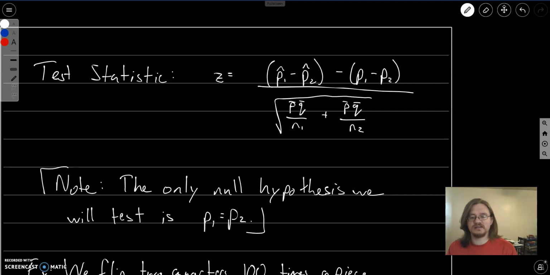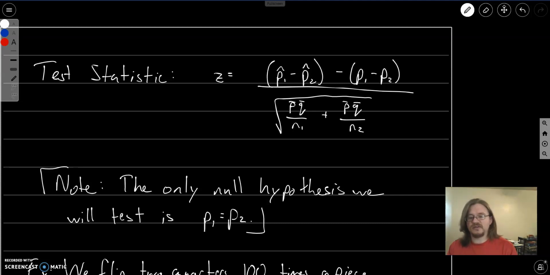When we are testing proportions, our test statistic is normally z, because we will assume that it's going to be like a normal distribution, and z is the common variable that we use for a normal distribution. The test statistic is essentially, we want to look at how far apart our samples are versus how far apart we think the actual populations are. So P1 hat minus P2 hat is the difference in the sample proportions. P1 minus P2 is the difference in the population proportions. We're just trying to see, are these actually different, or are they the same?